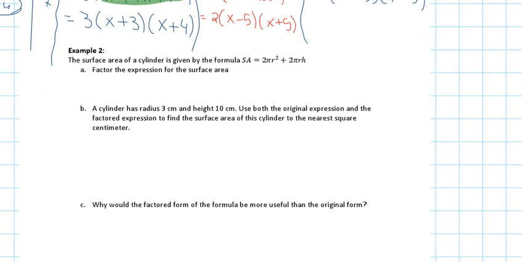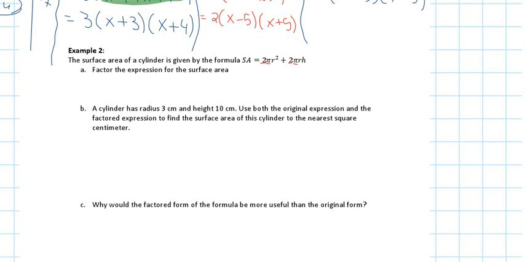Look for whatever I can find in both of them. So I'm looking for a common factor. Okay? So if I look at these two terms, 2 is a common factor. Both of them have pi. Both of them have r. This has r squared, this has r, so it's going to be r, the lowest exponent, yes? They don't have h, so I can't take out h.